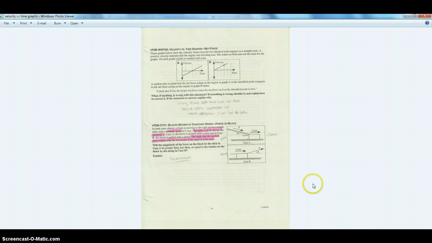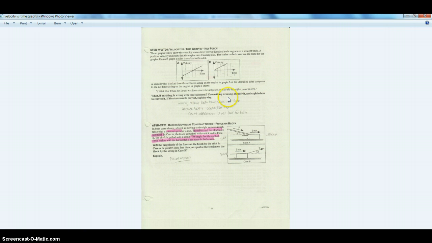Now, for velocity versus time graphs, these graphs below show the velocity versus time graph for two identical train engines. And that's all we need to know. The student is asked how the net force acting on the engine in graph A at the identified point compares to the net force acting on the engine in graph B. He says, I think that B has a larger net force since the net force on A at the identified point is 0. What is wrong with this statement?